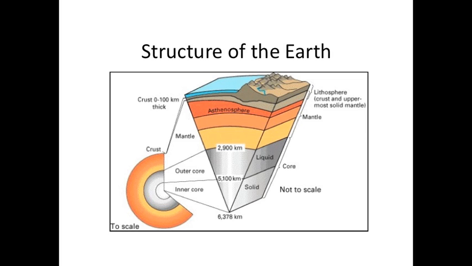Now the core is broken into two regions. We've got the outer core with a thickness of 2,200 kilometers. It is very hot and it's liquid. Now the inner core is surprisingly solid. It's because of the great pressures that make it remain as a solid. Its thickness is 1,278 kilometers. Together, the outer core and the inner core are made up of iron, which is what makes the Earth magnetic.